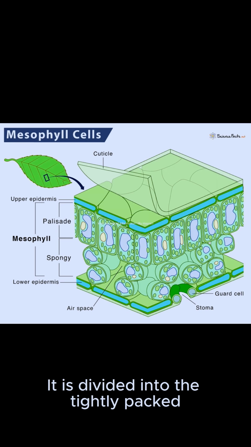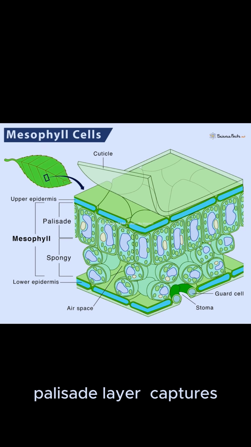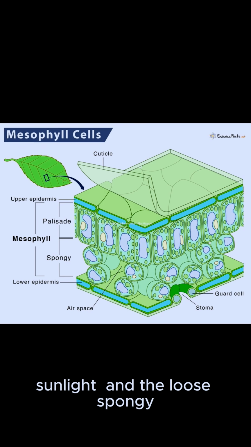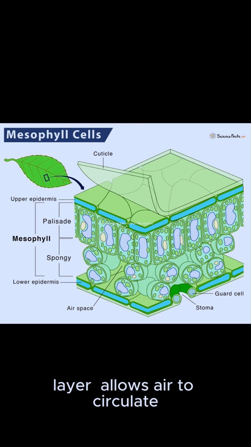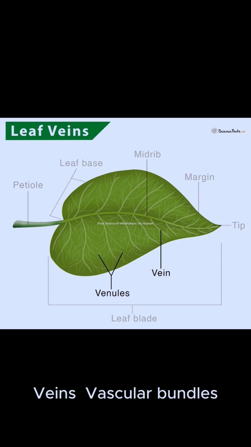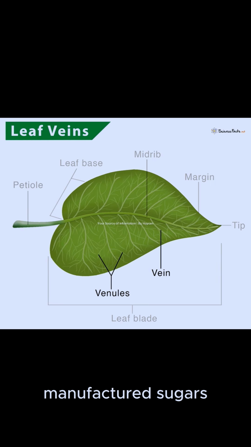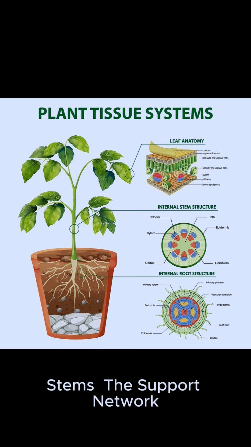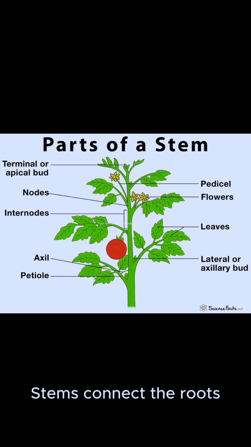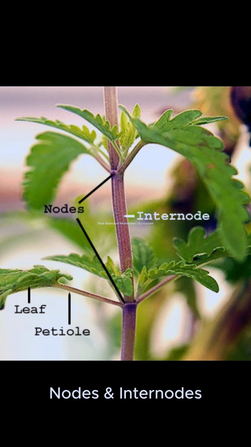It is divided into the tightly packed palisade layer, which captures sunlight, and the loose spongy layer, which allows air to circulate. Veins, vascular bundles embedded in the mesophyll that supply water and carry away manufactured sugars. Stems, the support network. Stems connect the roots to the leaves, holding the plant upright and acting as a highway for fluids.